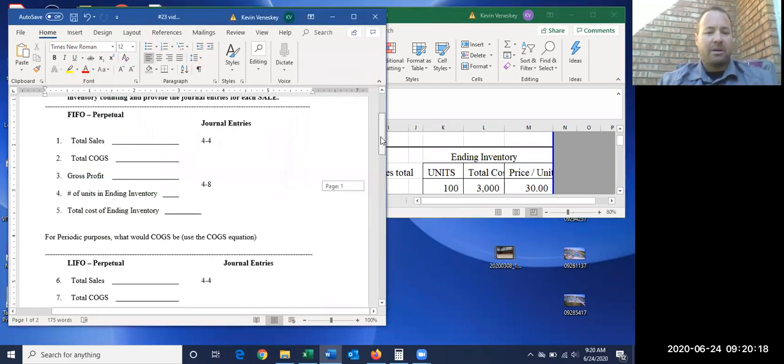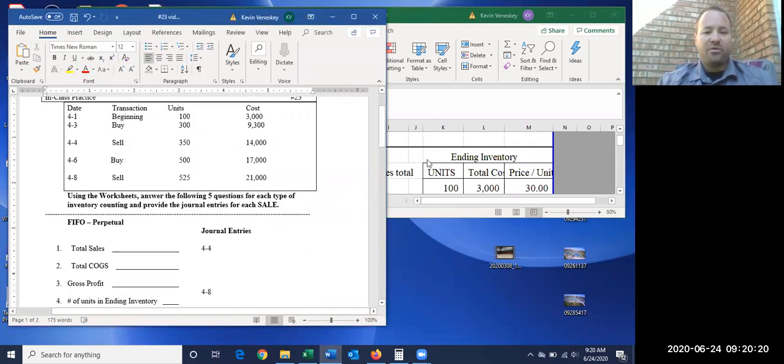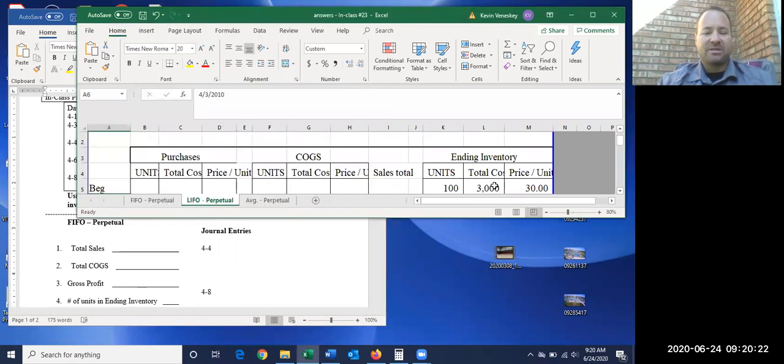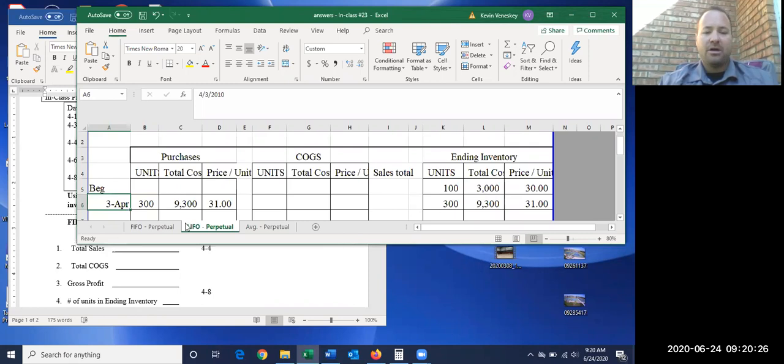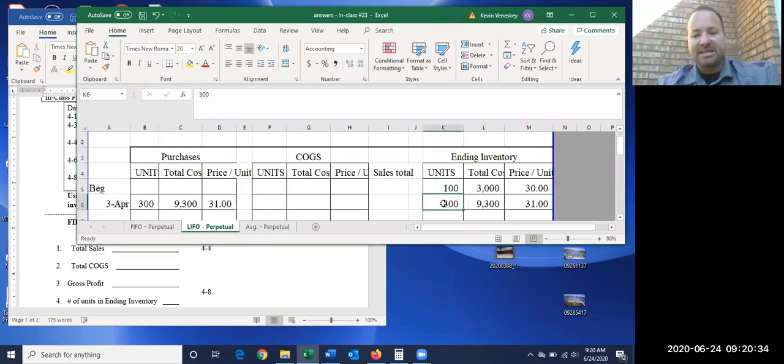So I go back up to my main instructions. I had beginning inventory of 100, 3,000, same thing starting out. Exact same thing for April 3rd. No change between Fifo and Lifo so far. I still have the first items and the second items.